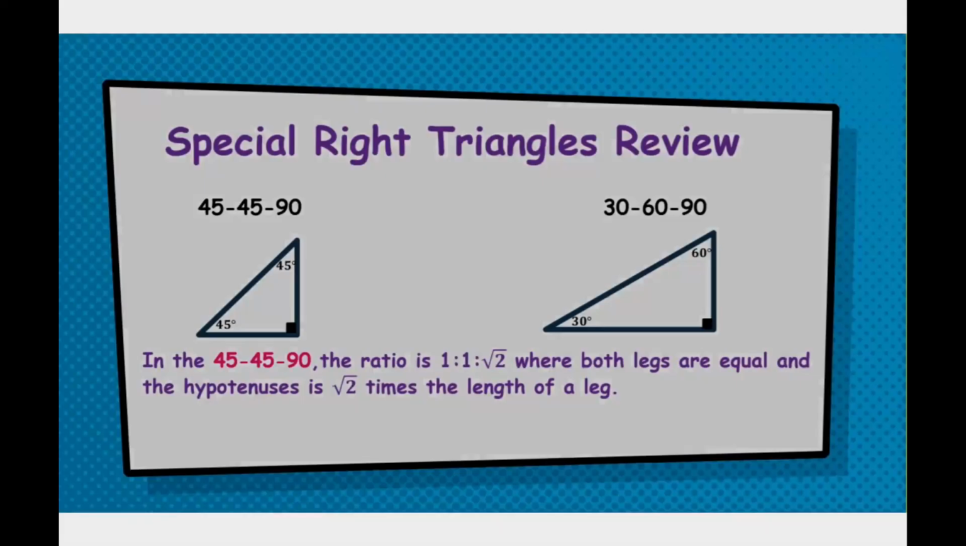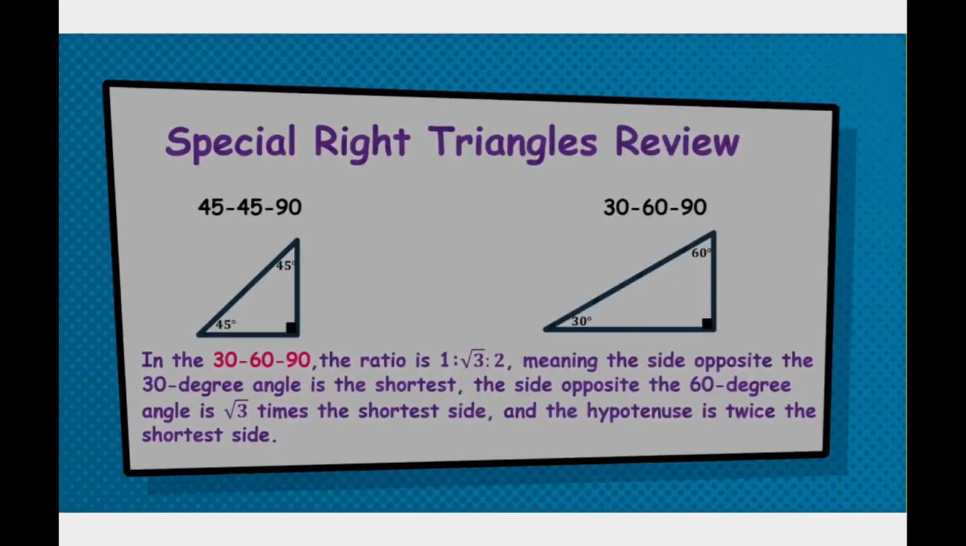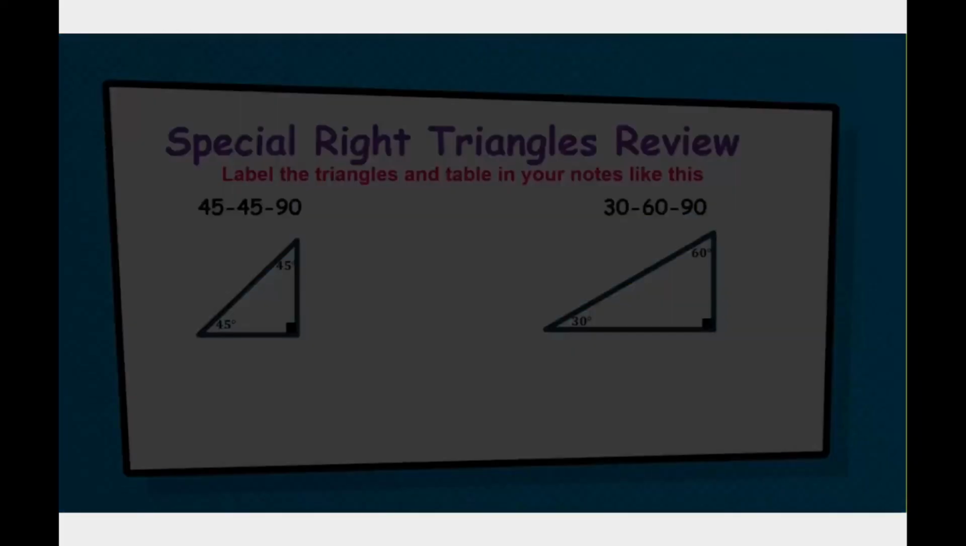A 45, 45, 90 has a ratio of 1 to 1 to the square root of 2, which means both legs are equal, so the 1 to 1, and the hypotenuse is the square root of 2 times the length of a leg. This is always going to be the case. With a 30, 60, 90, the ratio is 1, square root of 3, and 2, meaning the side opposite the 30-degree angle is the shortest side, and that's where I like to start. The side opposite the 60-degree angle is the square root of 3 times the shortest side, and the hypotenuse is double the shortest side.